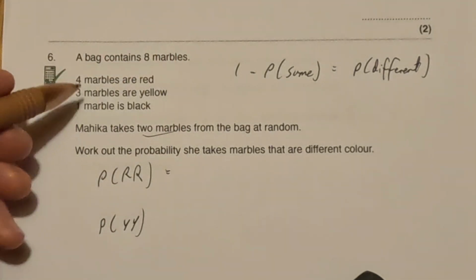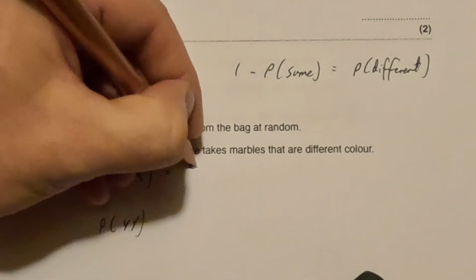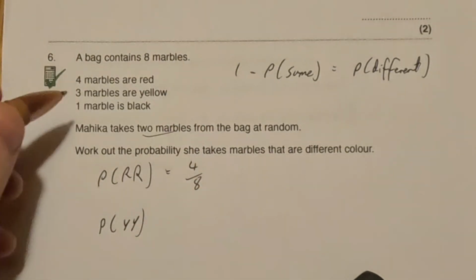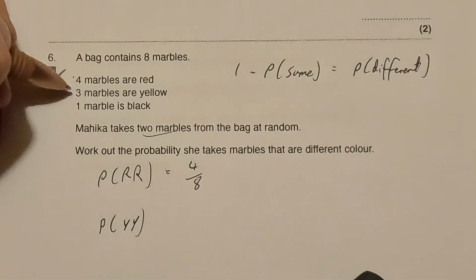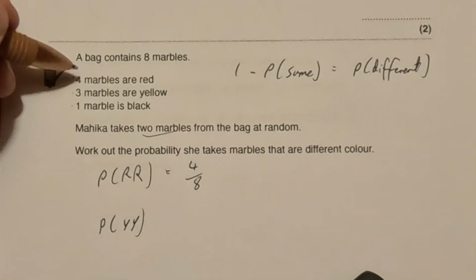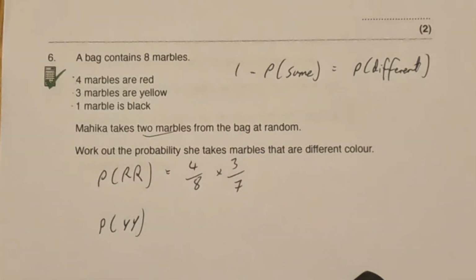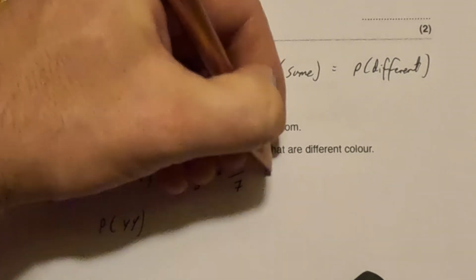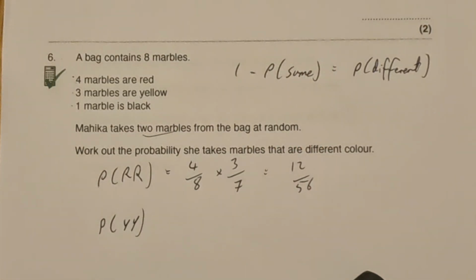So there's 8 marbles, and there's 4 that are red, so the probability that the first one being picked at random is red will be 4/8, 4 out of 8. Then, if we take one of those red marbles out, there will then be 3 red marbles left, 3 yellow and 1 black, so there's 7 left now. The probability that the next one's going to be red will be 3 out of 7, so 3/7. And then if we times them together, 4 times 3 is equal to 12, and 8 times 7 is 56. So the probability that Mahika gets a red and a red would be 12/56.